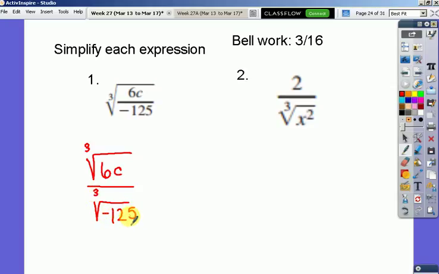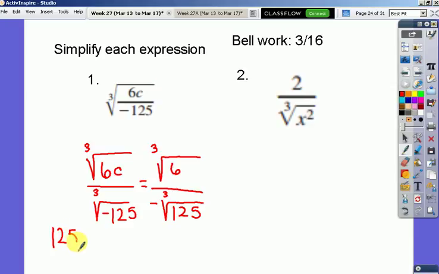Remember, with cube roots, it is possible to have a negative, so what I'm going to do is just rewrite that with a negative on the outside. Cube root of 6 divided by the negative cube root of 125. If you plug 125 and raise that to the 1/3 power, you'll see that that is a perfect cube. So what you'll end up with is the cube root of 6 divided by negative 5.